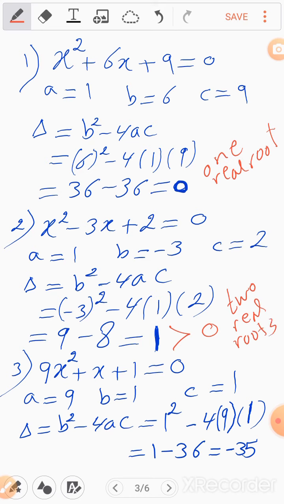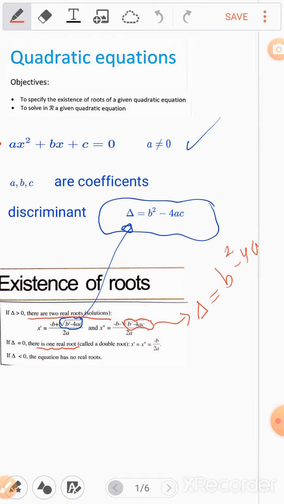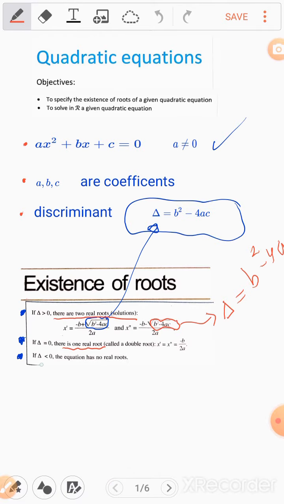And the last one, the third exercise, delta, as you see, delta is negative. If delta is negative, the equation has no real roots.